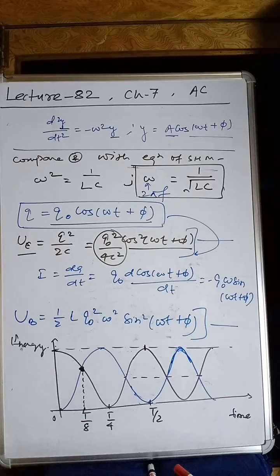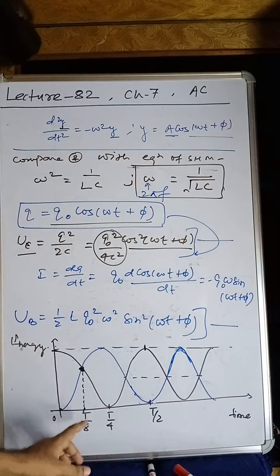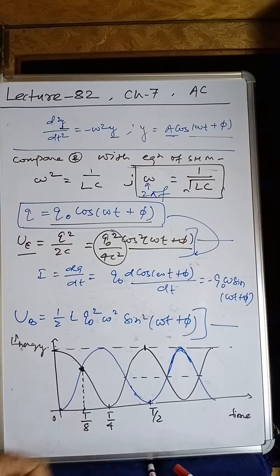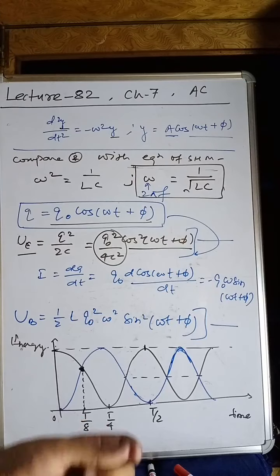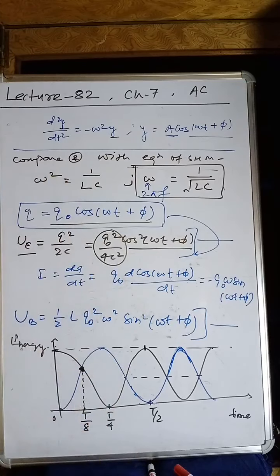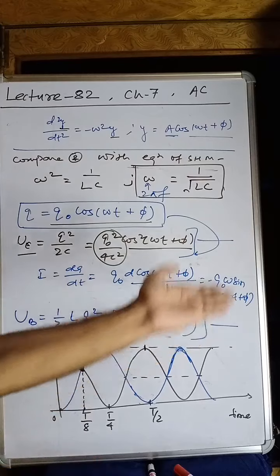At the same level, the time will be T by 8. Whatever the time period may be, we can calculate it from the equation. It will be given in the question. So the time T by 8 might be an MCQ question in your examination. Remember, students: at which time do the energies of the inductor and capacitor become the same in an LC oscillator? The answer will be T by 8. You can see here that T by 8 is the time at which the energy becomes the same in both devices.